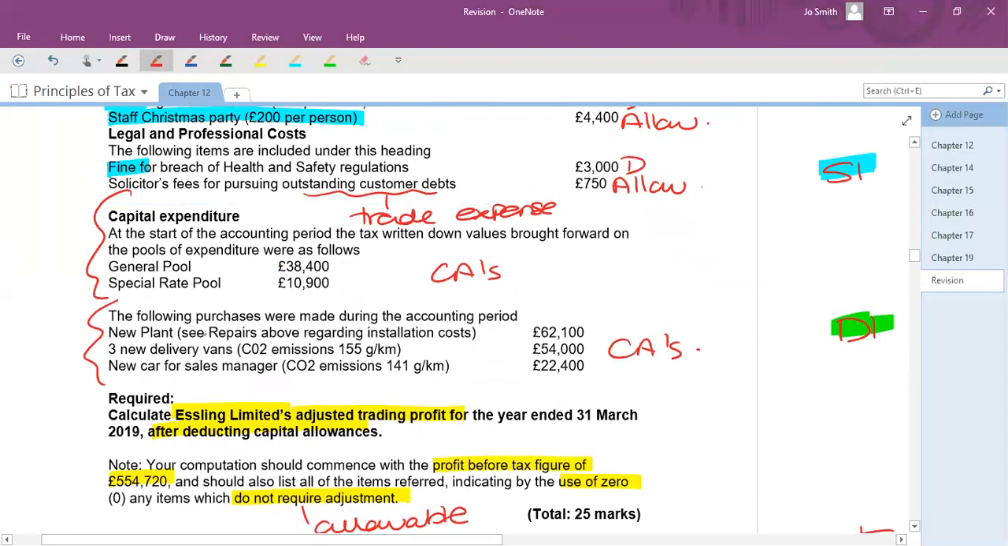So let's go and have a look at what's going on with these capital allowances. So we've got 2 pools brought forward. So that's my opening balances. And then I've got a couple of purchases that I've made during the year.